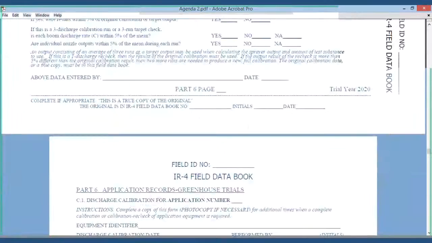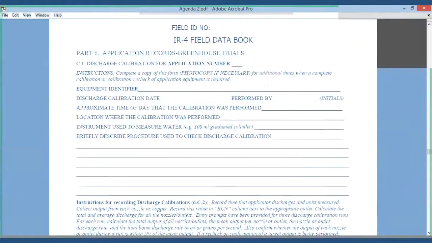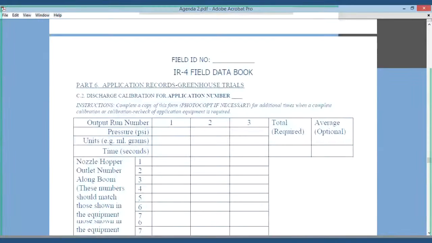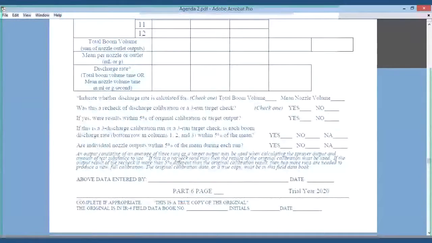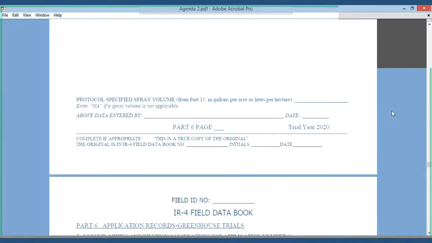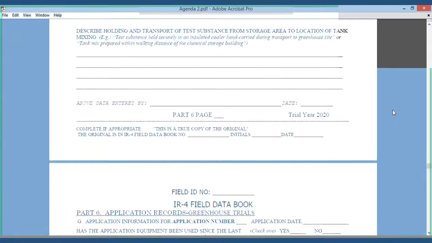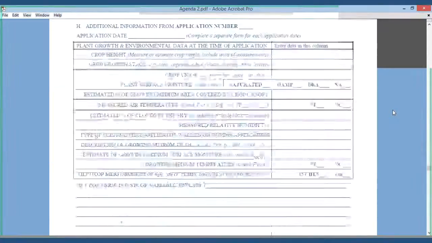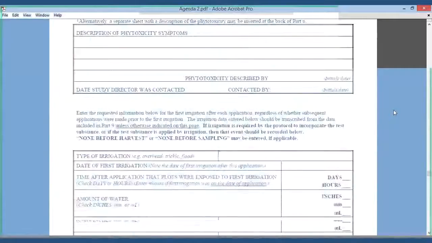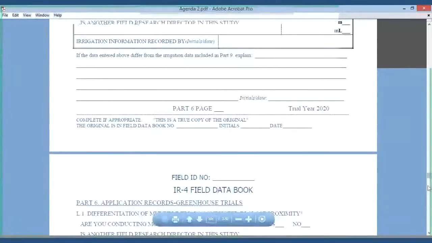Okay, keep going. You have lots of pages. So hold on a second. So there was a different page there. It's not that critical, but in case you had a greenhouse trial, it has a space for application records for greenhouse trial. So can you continue on to part 7? Just keep moving until you get to part 7.